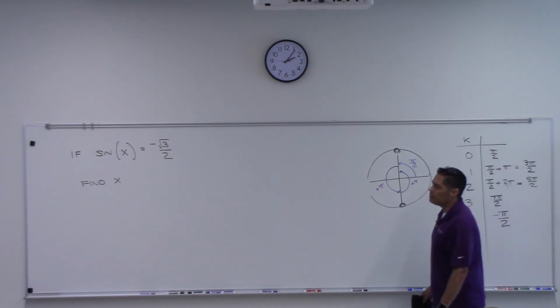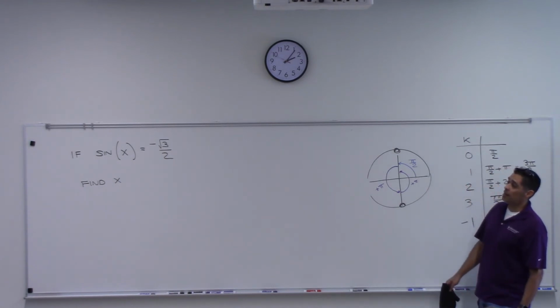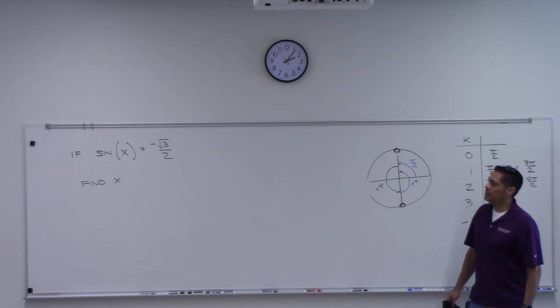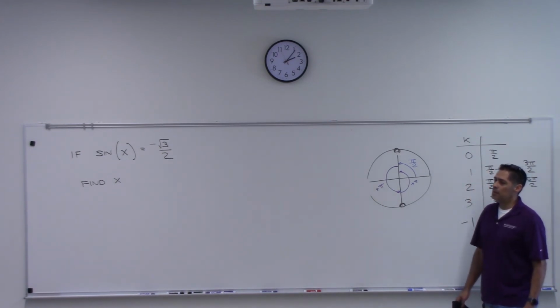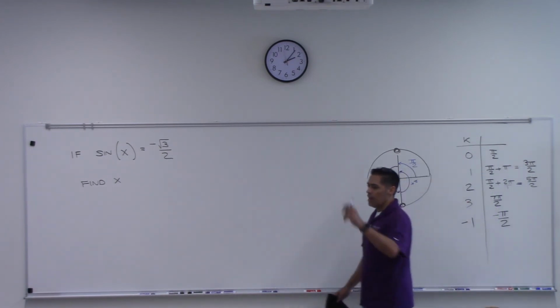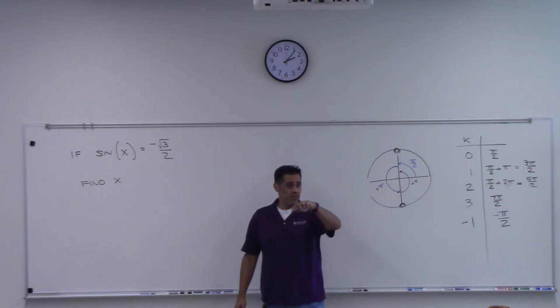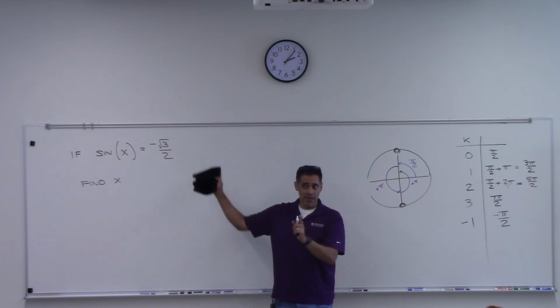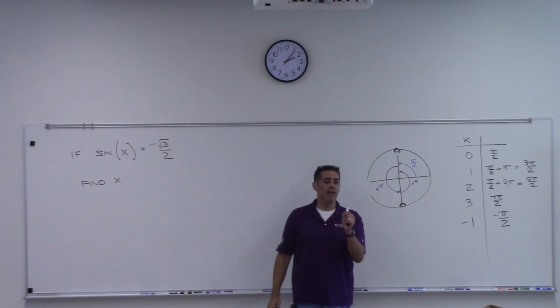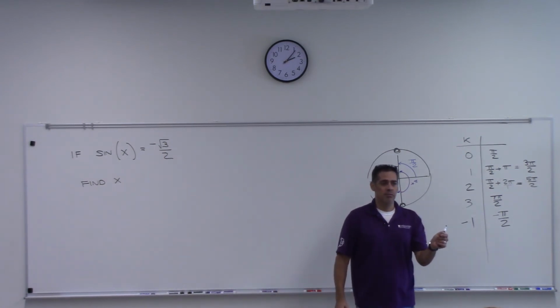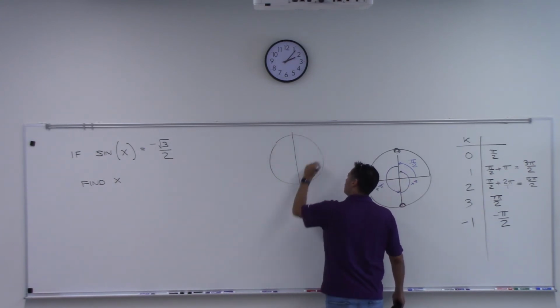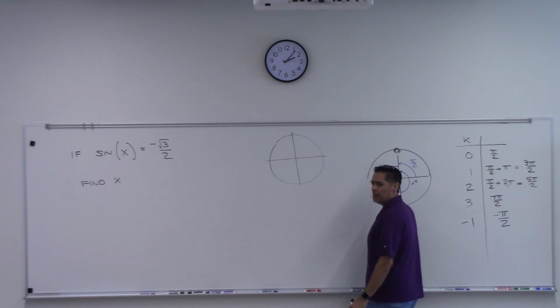At what angle is what equal to negative root 3 over 2? Not sine of x. You're saying it right. At what angle on the unit circle is the y coordinate, right? Because we're talking about sine. The y coordinate negative root 3 over 2. So I'm going to draw a quick picture. Y coordinate negative root 3 over 2.